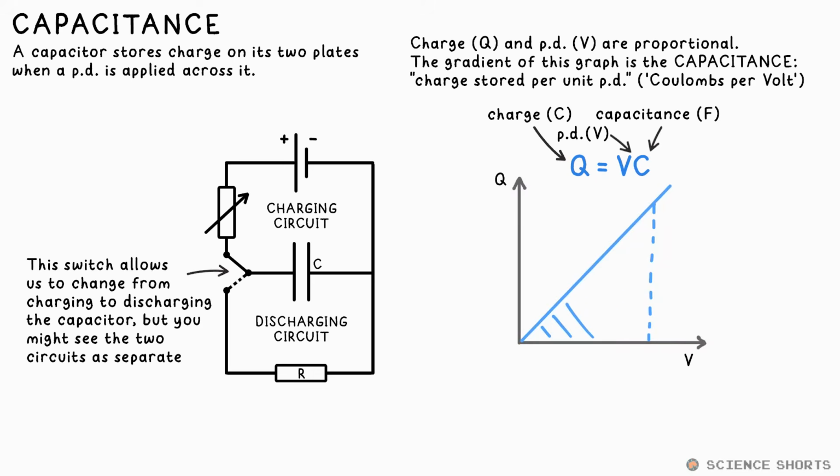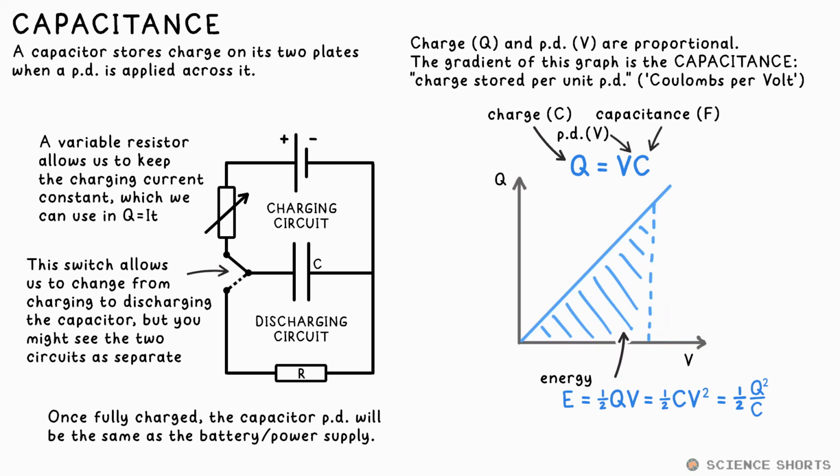As energy is charge times voltage, that means the area under the graph gives us the energy stored in the capacitor. As it's a triangle, the equation is E equals half QV. Substituting out Q or V with our first equation, we get the alternatives half CV squared and half Q squared over C.